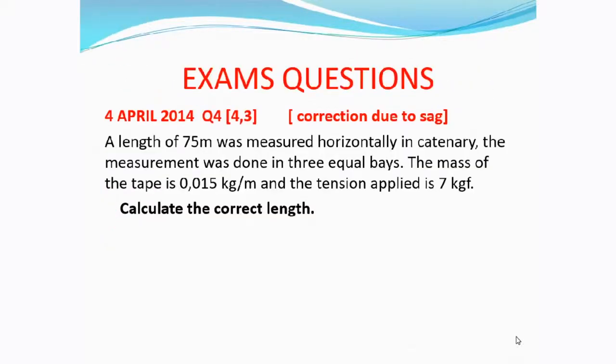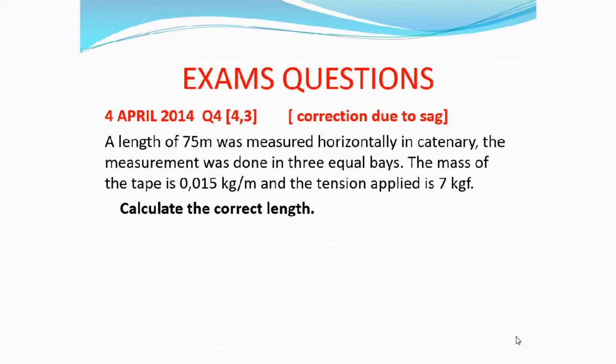Okay, let us go to the question paper for April 2014, question number 4.3. The length of 75 meters was measured horizontally in catenary. The measurement was done in 3 equal bays. The mass of the tape is 0.015 kg per meter, and the tension applied is 7 kilogram force.